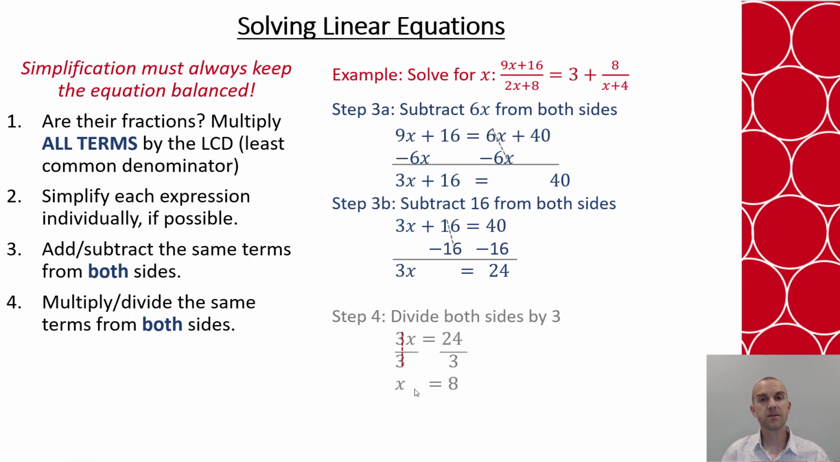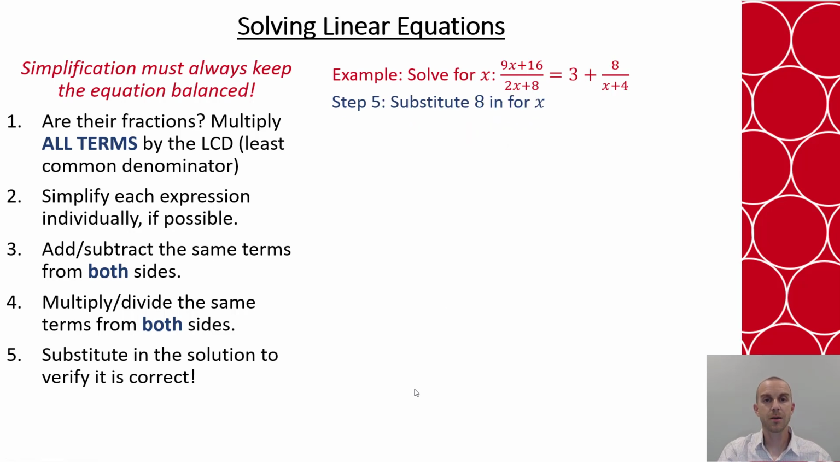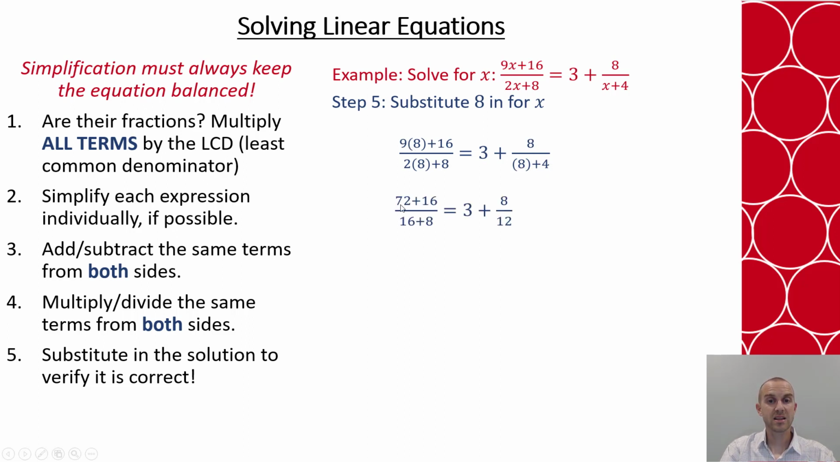I want to verify that that is accurate, so I'm now going to substitute 8 into my equation. 9 times 8 plus 16, 2 times 8 plus 8, and then 8 divided by 8 plus 4. So 9 times 8 is 72, 2 times 8 is 16, and 8 plus 4 is 12. I keep simplifying. 72 plus 16 is 88. 16 plus 8 is 24, and then 3 plus 8 twelfths is 3 and 8 twelfths.